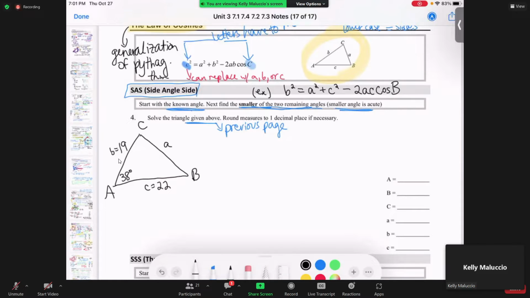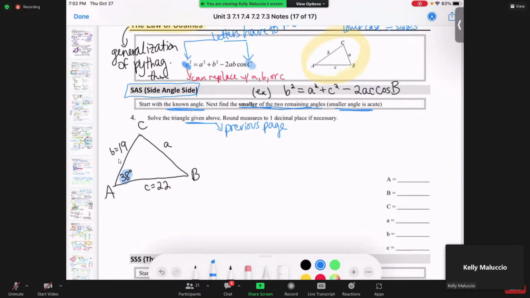So it says start with the known angle. So the known angle is 38. Find the smaller of the two remaining angles. So our known angle is 38. I want to find either B or C. Now, how do I know which one is smaller? It's probably across from the, I could just find a side first.